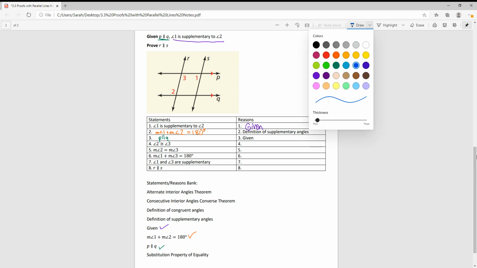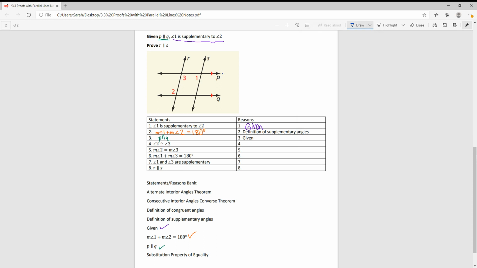All right. Now the next step says that angle 2 is congruent to angle 3. So let's look at these two parallel lines P and Q. What kind of relationship do angle 2 and angle 3 have? In this diagram, angle 2 and angle 3 are alternate interior angles, these two angles right here. Alternate interior angles are congruent, and so we can say that angle 2 and angle 3 are congruent by the alternate interior angles theorem. Again, I'm going to abbreviate.